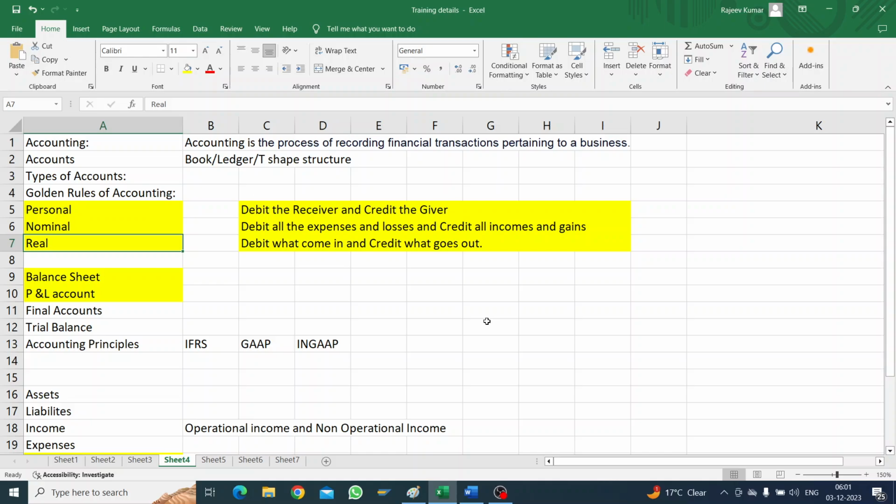Now coming to the real accounts, the real accounts identification is very easy. Any item which you can see, feel or touch. Any such kind of account where you can see, feel or touch is considered a real account. For example, any kind of asset is a real account. It can be your laptop, your desktop, your mobile. These things you can see, right? Now I will tell you what the feel and touch factor is.